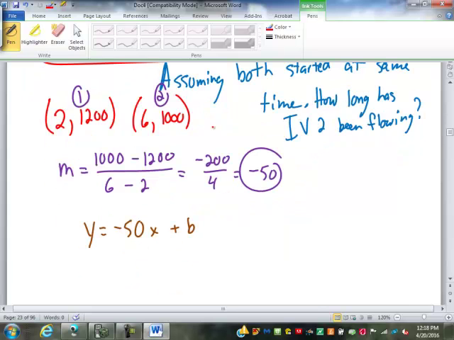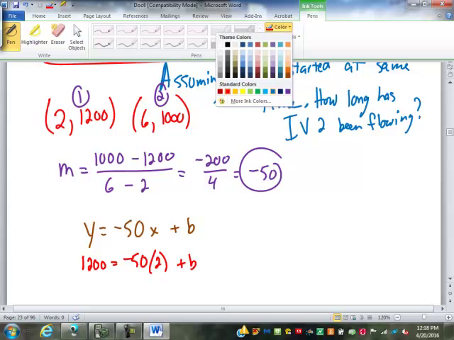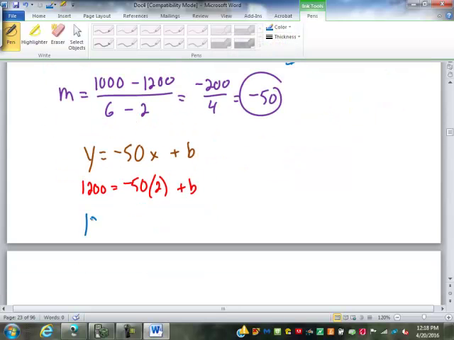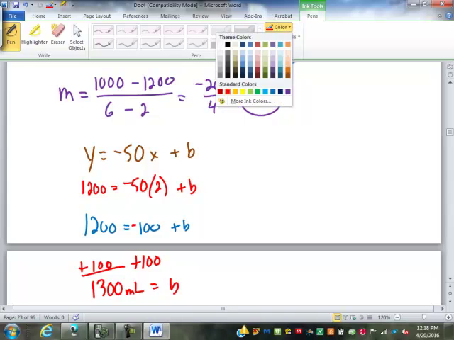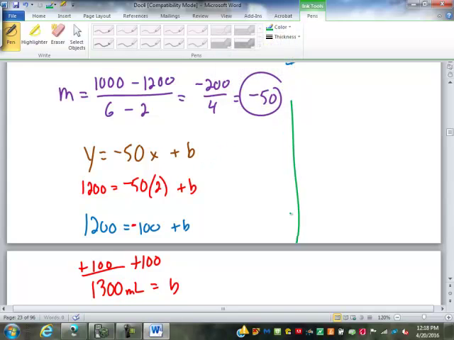Well, we know that y is 1,200 here when x is 2. So 1,200 equals negative 100 plus b. So we're going to add 100. So this started out with 1,300 milliliters in this IV. That's b. So the equation for that IV is y equals negative 50x plus 1,300.